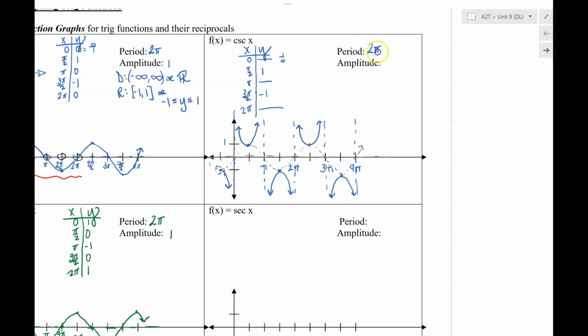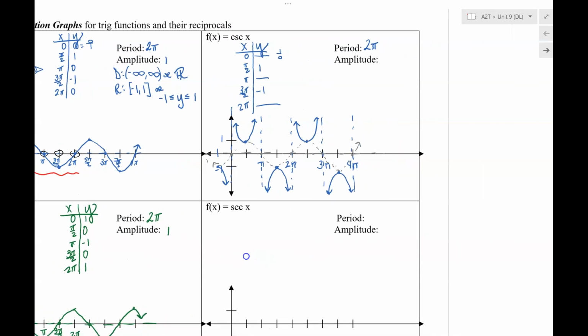Okay, the period of the reciprocals is the same. Sine is 2 pi, cosecant is 2 pi. And the amplitude for cosecant doesn't exist, because don't forget, amplitude is half the distance between the max and the minimum, or we can say that it's the distance from the midline to the maximum. Well, cosecant extends off to positive infinity and down to negative infinity. There isn't a max or a min.